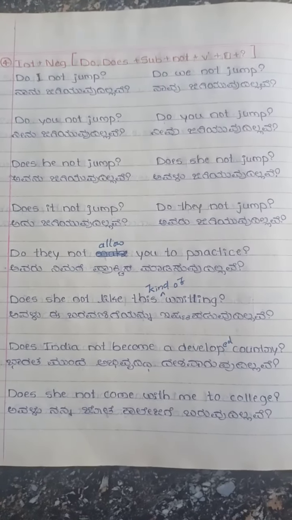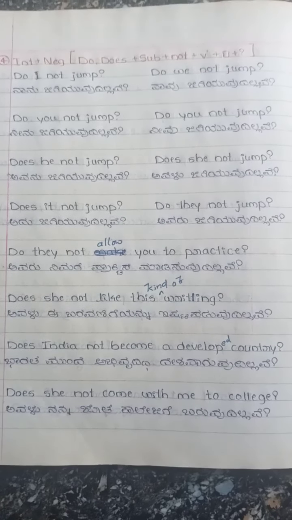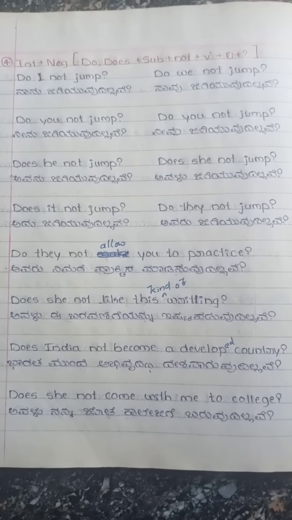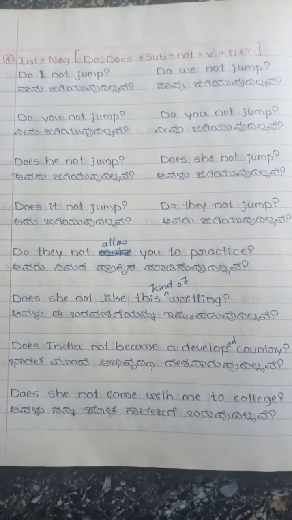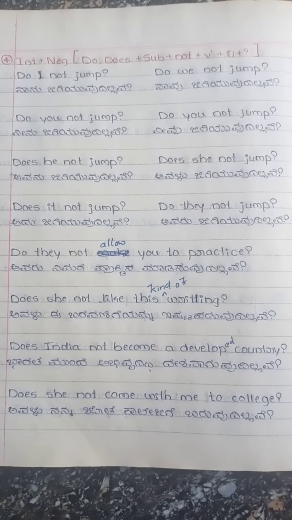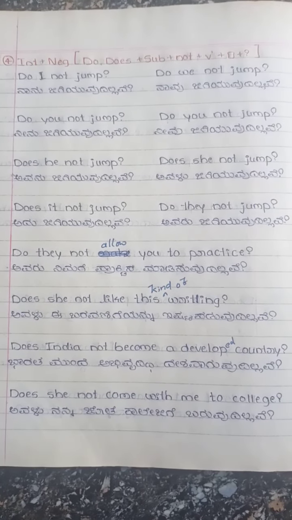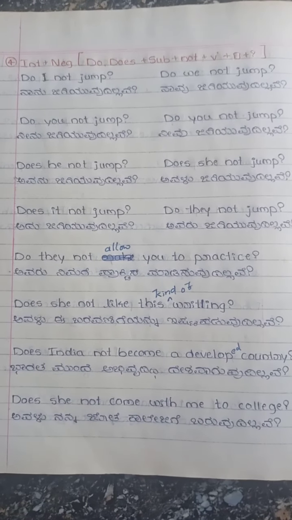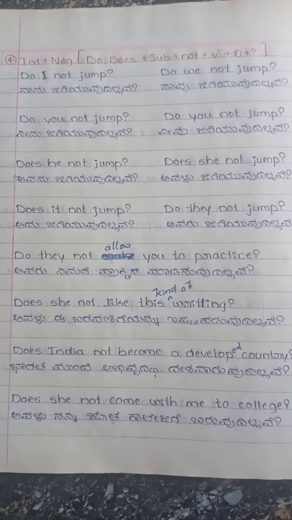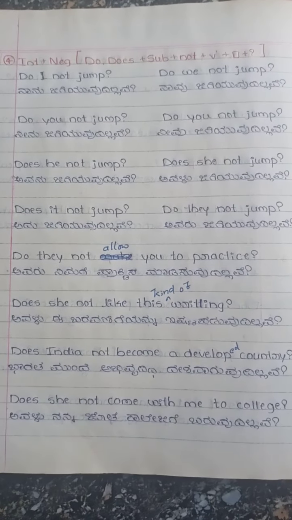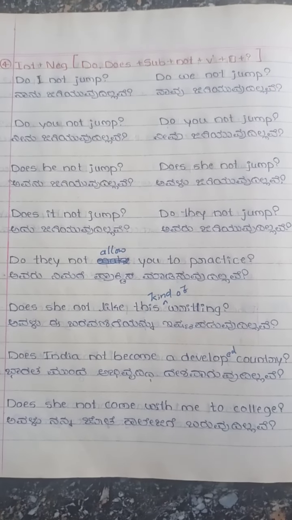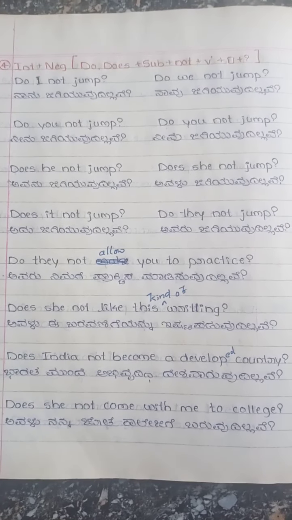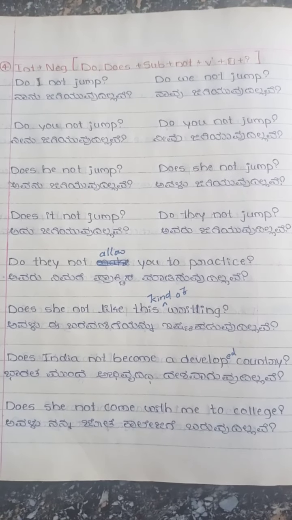The formula goes like this. Usually in the yes or no type of question, helping verbs come first. And here we have the helping verbs as do or does. Thereafter subject, thereafter the negative word called not, and the verb number 1 and the box after question.